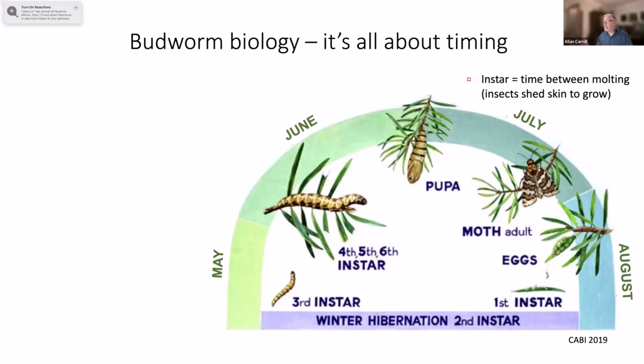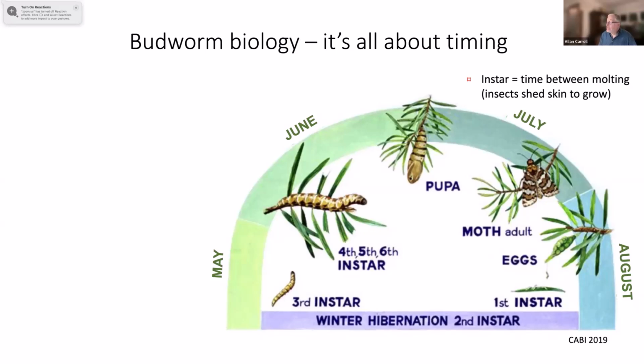And so what happens is, in the case of the spruce budworm, we refer to the time between molting or shedding their skins as an instar. So now I'm going to refer to instars here, and the first one out of the egg is the first instar. Now that fella will be out in August, but rather than looking for a place to eat, it's actually looking for a place to spend the winter.